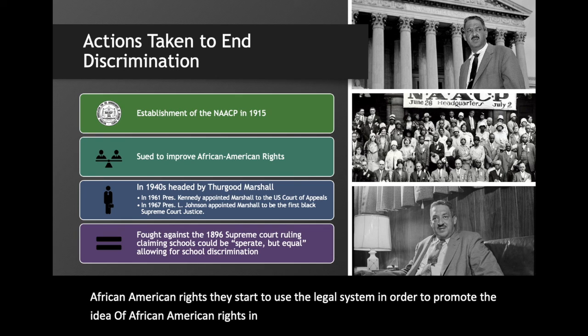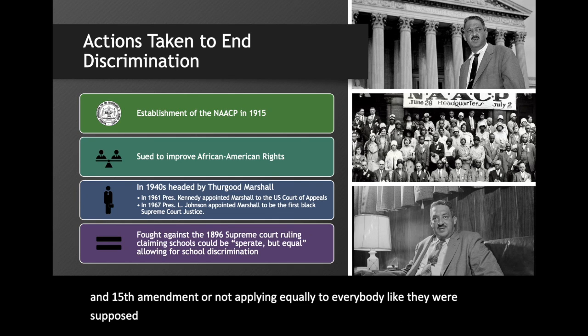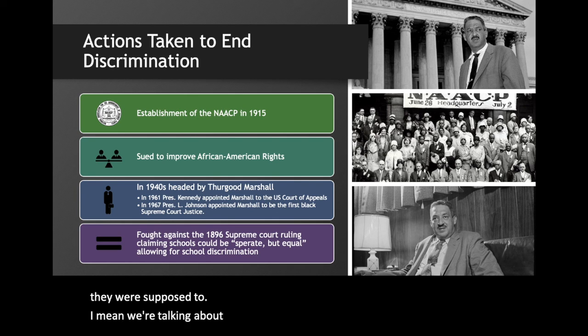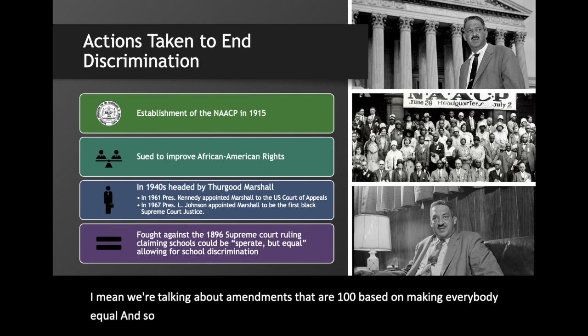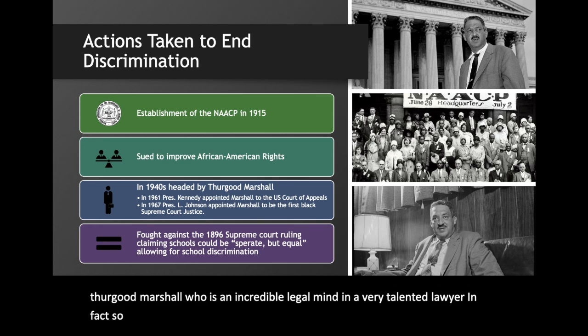They start to really say, look, the 14th and 15th Amendment are not applying equally to everybody like they were supposed to. I mean, you're talking about amendments that are 100% based on making everybody equal. And so they start to sue. And in 1940, the NAACP is now headed up by Thurgood Marshall, who is an incredible legal mind and a very talented lawyer. In fact, so much so that eventually he is moved to the Court of Appeals and is the first African American on the Supreme Court.